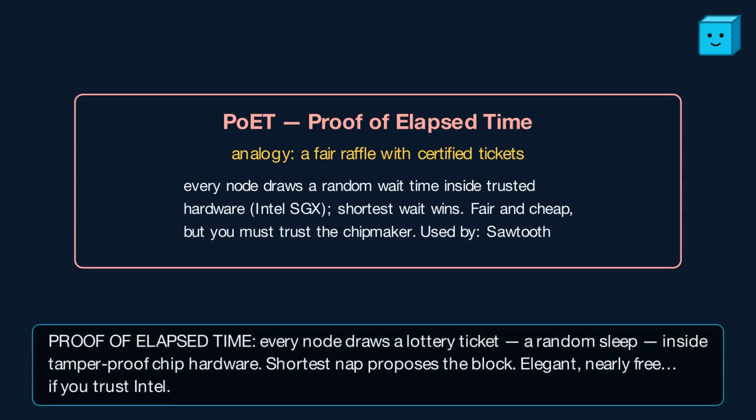Proof of elapsed time. Every node draws a lottery ticket, a random sleep, inside tamper-proof chip hardware. Shortest nap proposes the block. Elegant, nearly free, if you trust Intel.